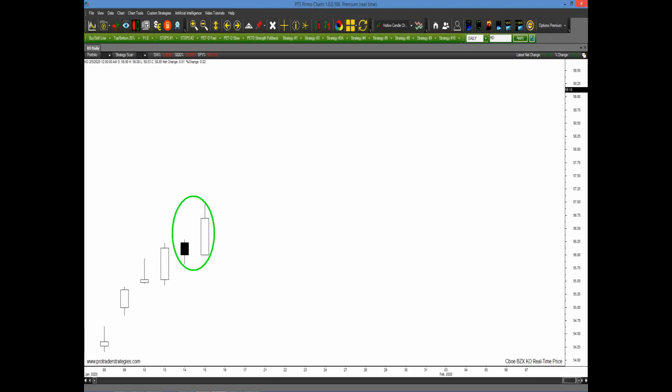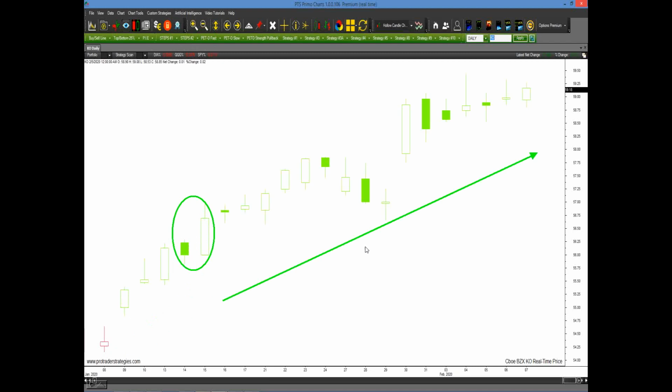So on our platform, we click on the PET D in the upper green strategy tab right here. And then it automatically changes the color. So what color is bar number 2? It's green. So that's a high probability setup that this wants to go higher. And coming into the first week of February, you see how the stock went almost straight up, okay?